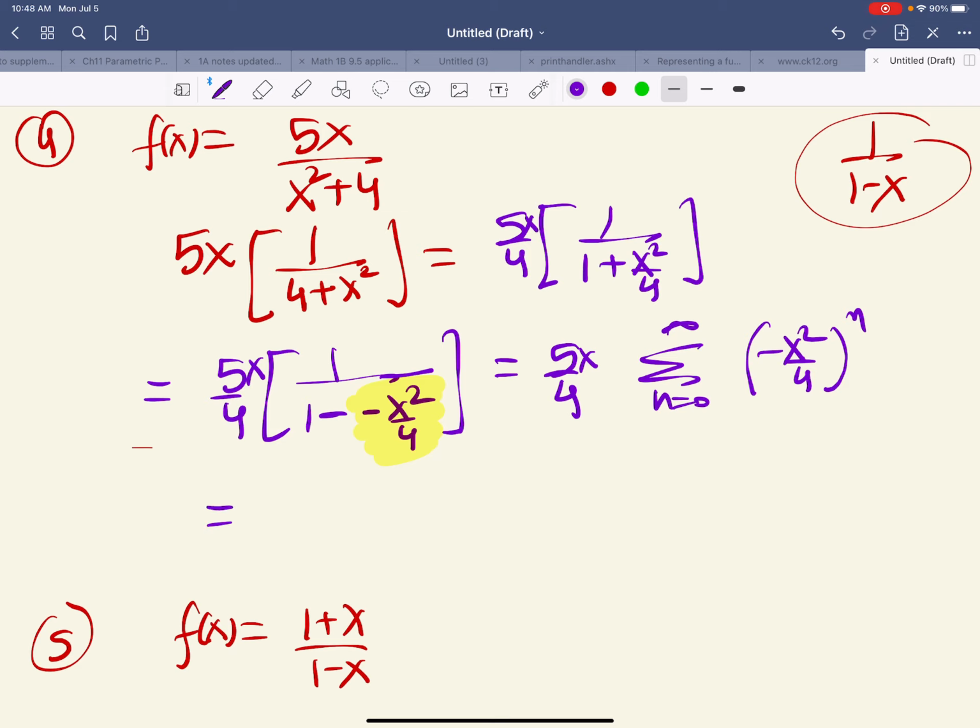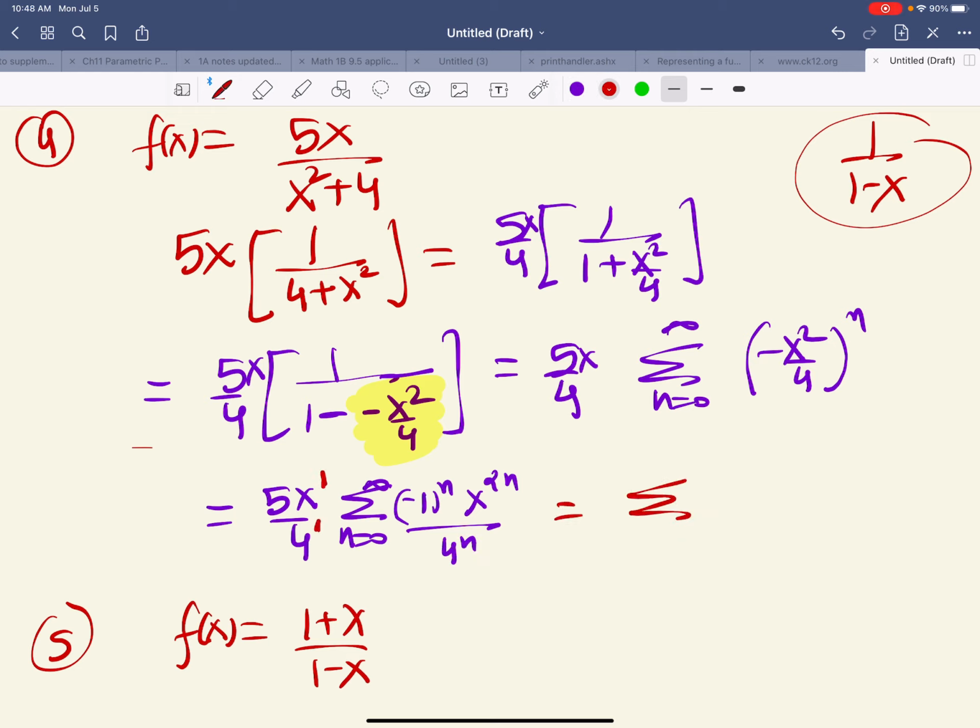Let's just completely write the power series and then talk about the convergence. Summation n is equal to 0 to infinity -1 to the nth power, x to the power 2n over 4 to the power n. We also have 4 to the power 1 here and x to the power 1 here. So let's go ahead and take them inside now. That's summation (-1) to the power n, 5 over 4 to the power n plus 1, x to the power 2n plus 1. And that's the power series.